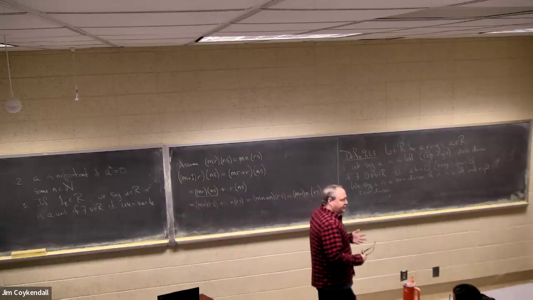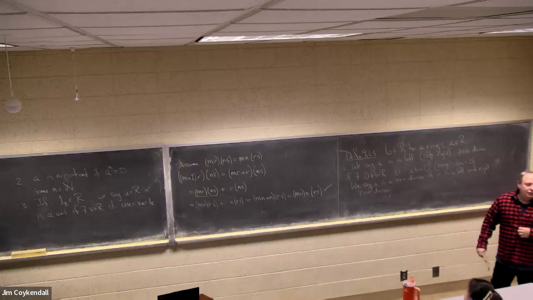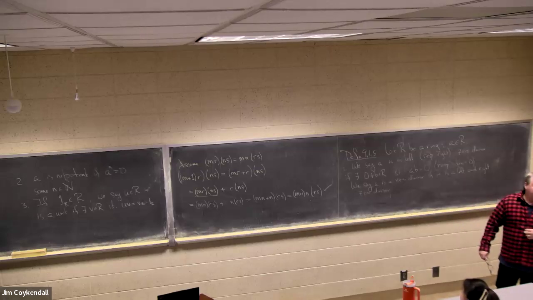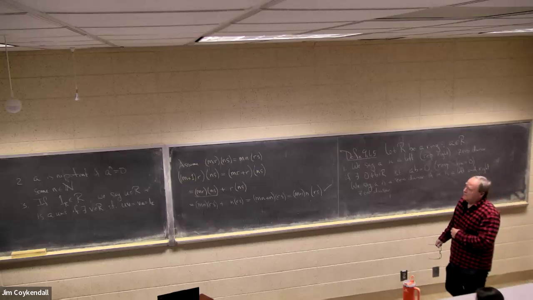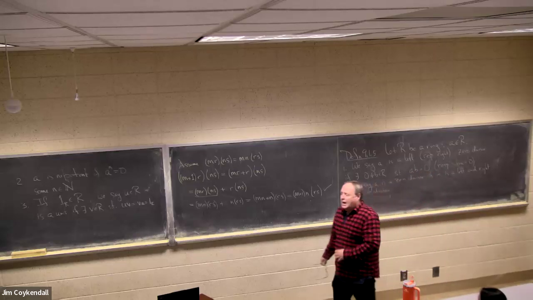So a unit just means it's invertible. Loosely speaking, it's an element whose reciprocal is still in the ring. Yeah, I was just wondering about e to the n, that is repeated multiplication. Yeah, that's right. It's just repeated multiplication.